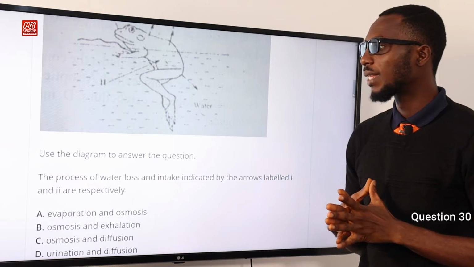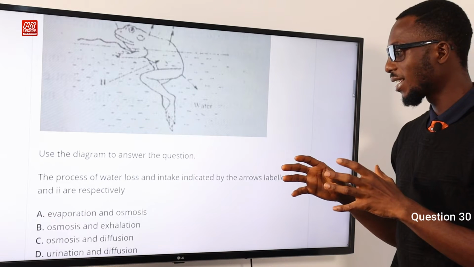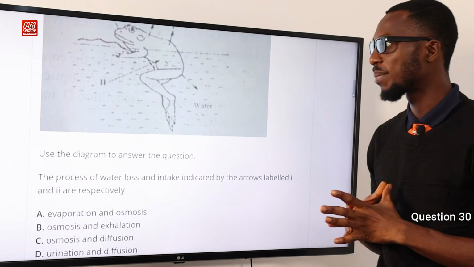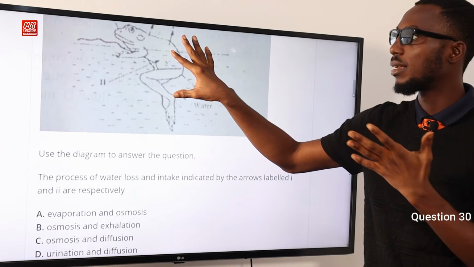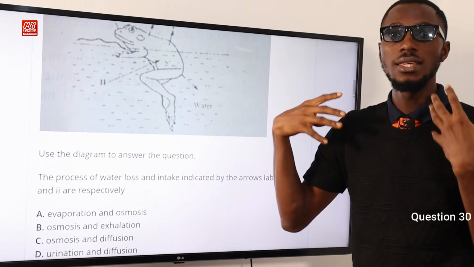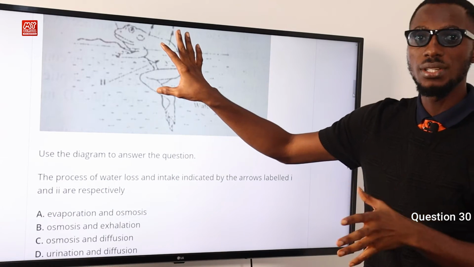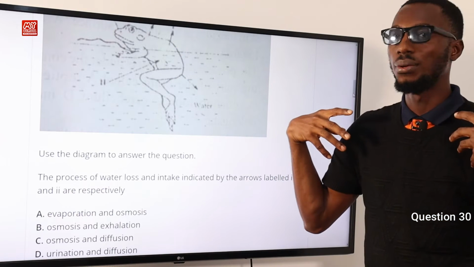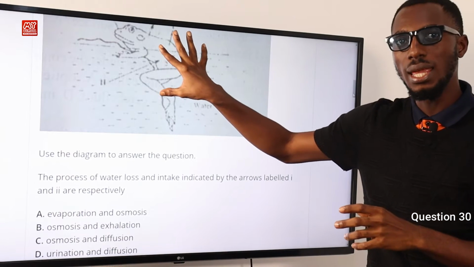Question 30. Use a diagram to answer the question. The process of water loss and intake indicated by the arrows labeled I and II are what respectively? So at first, the arrow labeled I indicates the skin. The amphibian, this is a frog in the diagram, has a thin, permeable skin membrane. It actually breathes through the skin, and also it loses water and takes in water. They don't drink water. They exchange water, liquid and gases through the thin permeable skin.